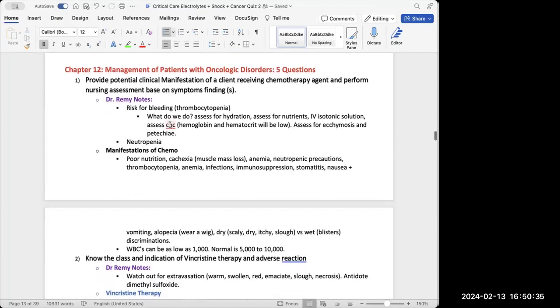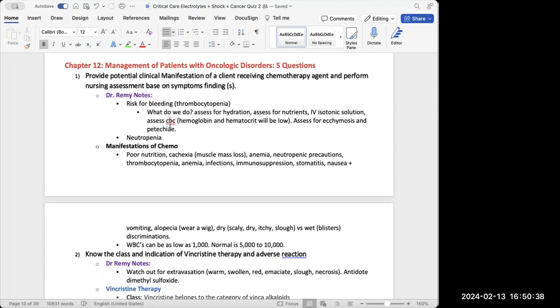Okay. All right. Now, the next thing is management of patients with oncologic disorders. So the first question is to provide a potential clinical manifestation of a client receiving a chemotherapy agent and perform the nursing assessment based on the findings. The way I thought about this is if she gives us a symptom, because she was saying, let's just say someone has a risk for bleeding or they have thrombocytopenia, what do we do? What do we look for?